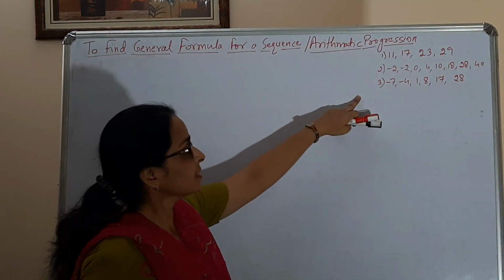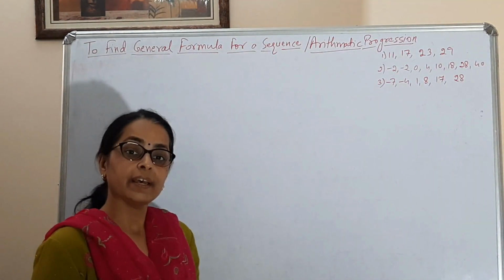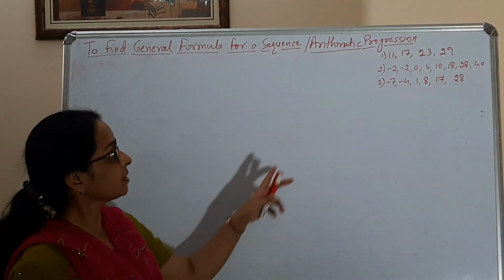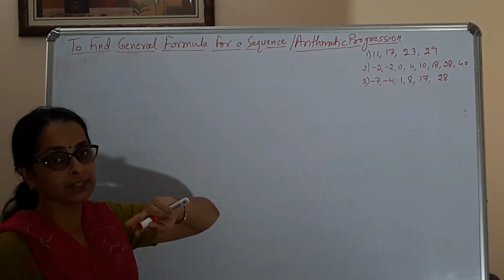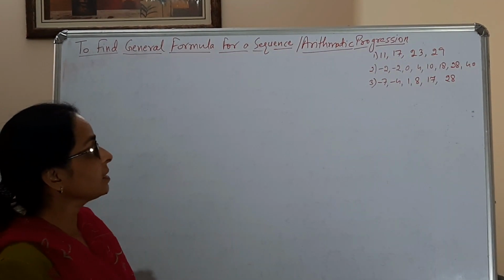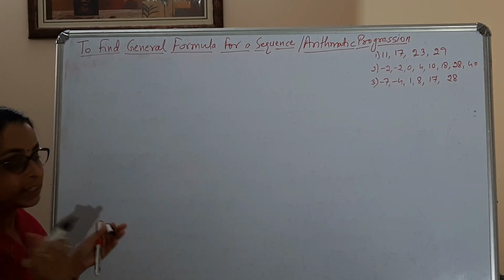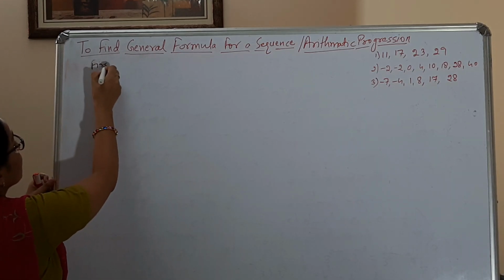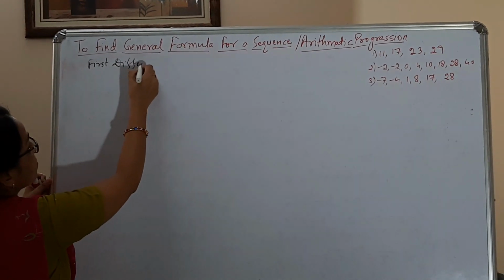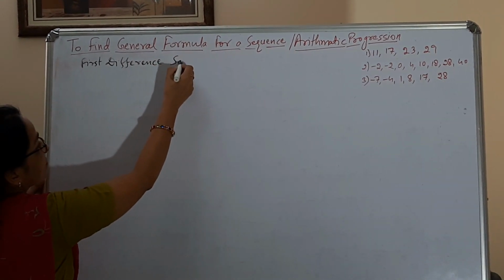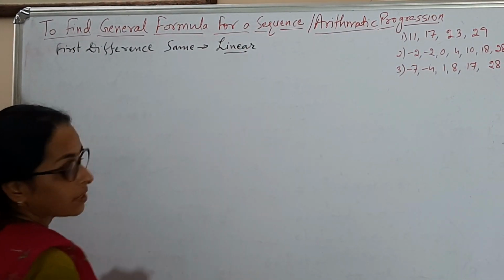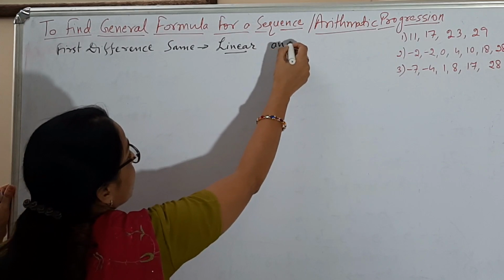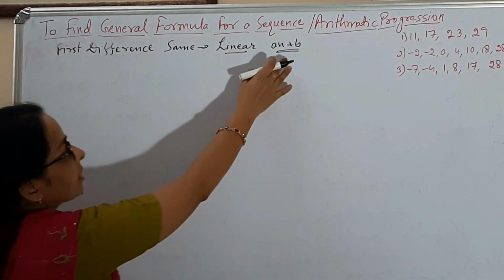So let's proceed. I have taken 3 examples here. So let's take them one by one and identify. First we have to identify which type of sequence it is. If we get our first difference equal, then the sequence will be linear. So let's just note it: if we get the first difference the same, then our sequence will be of linear type. That means it will be of an plus b type, which we will come to later.